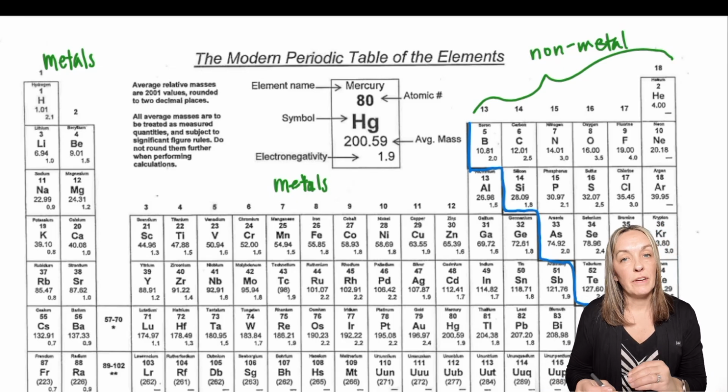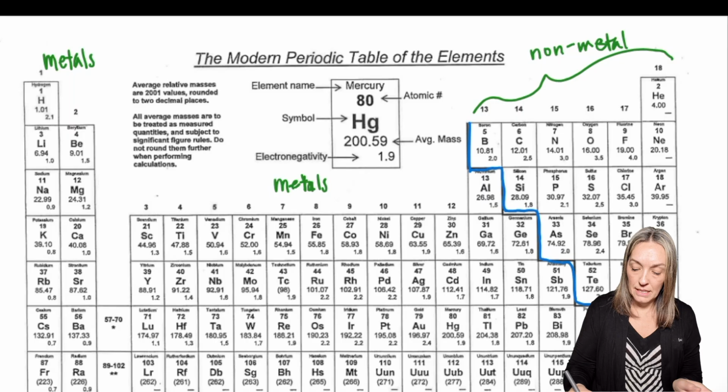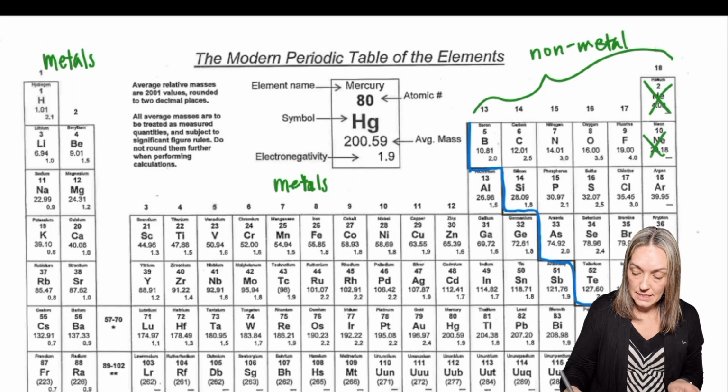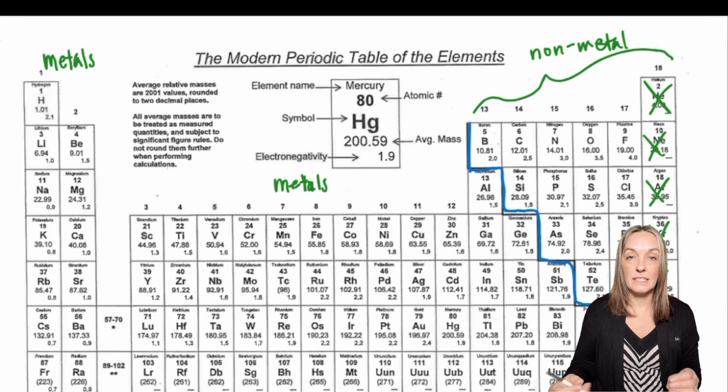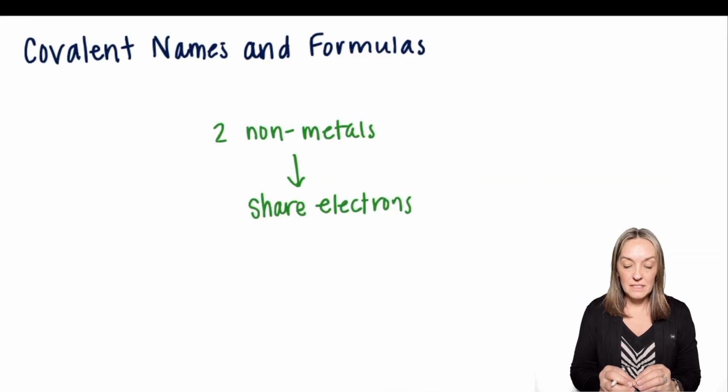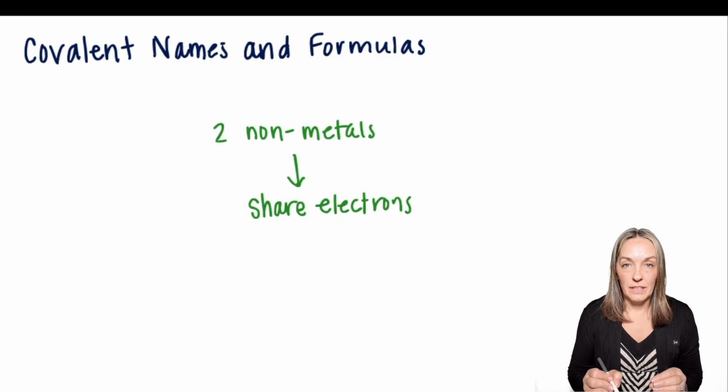So when we talk about covalent compounds, they will be made only of the elements found in this region of the periodic table. Furthermore, we know that noble gases are stable already, so we will not find these noble gases in a covalent compound. Because they're both nonmetals, they are going to share their electrons.